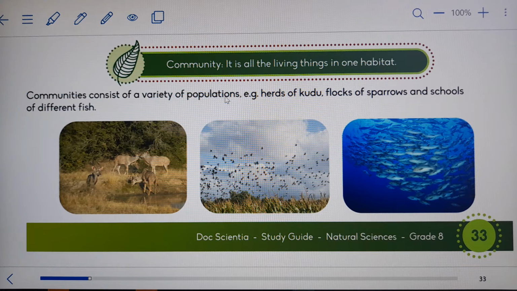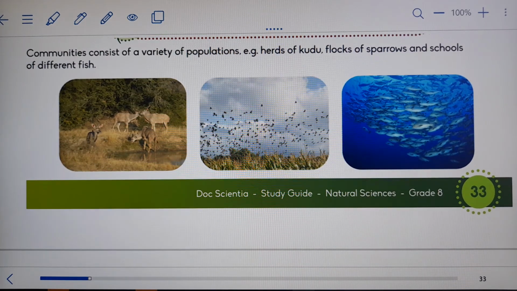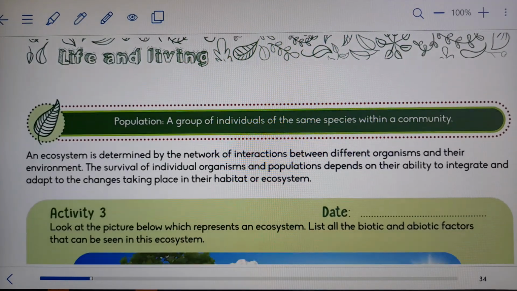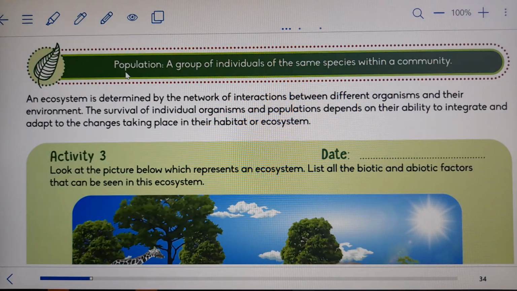Communities consist of a variety of populations, e.g., we've got herds of kudus. Here you see them. We've got flocks of sparrows. You see them. And we've got schools of different fishes. You see different fishes under water there. That is communities. They consist of a variety of populations. And they define what is population for us there. Population is a group of individuals of the same species within a community.